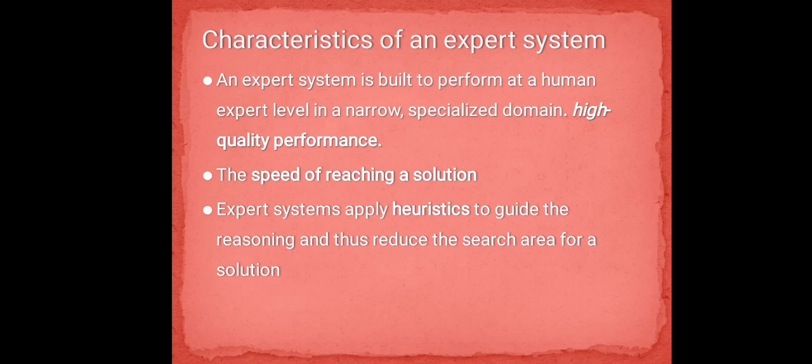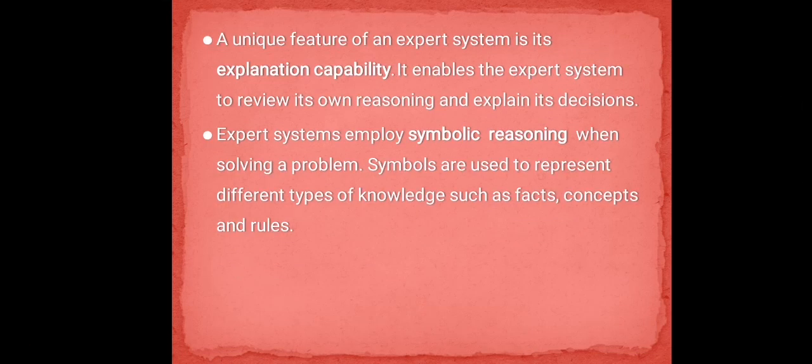Then an expert system applies heuristics to guide the reasoning and thus reduce the search area for a solution. Here we are using heuristic rules also, so we can reduce the searching area, that is how much we have to search for the solution. Then a unique feature of an expert system is its explanation capability. I have already explained explanation capability. It enables the expert system to review its own reasoning and explain its decisions. It's a good quality of an expert system.